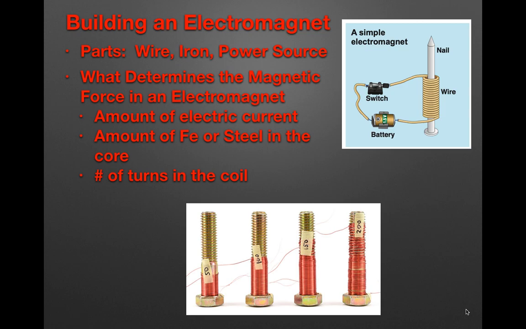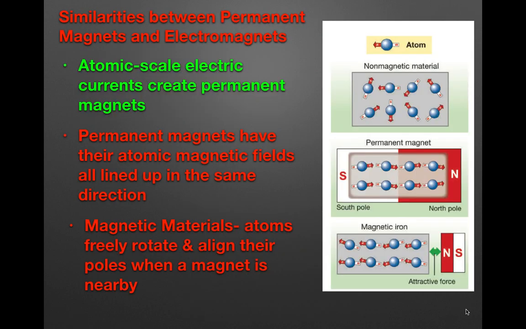So all of those things can increase the force in my electromagnet: how much current, how much iron or steel I put in the core, and how many turns are in the coil. But you want to be safe with all of these things, because just like other electricity, we can actually cause fires.